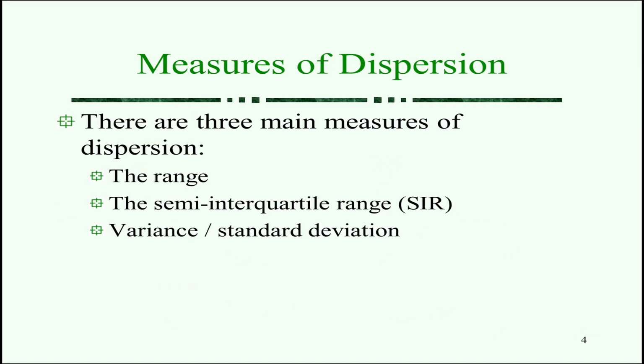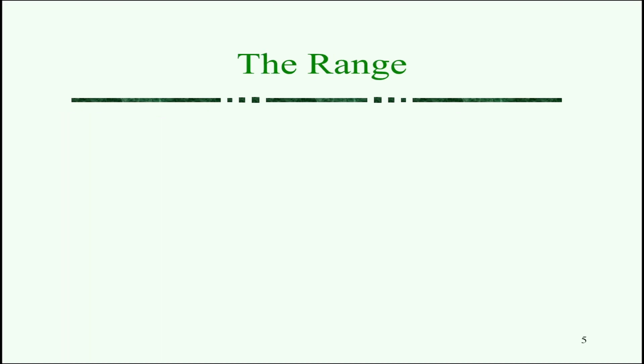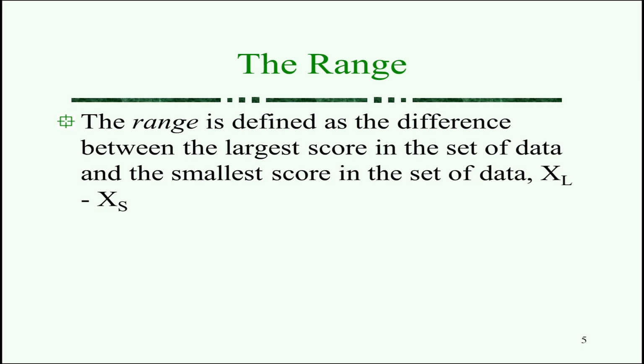There are three main measures of dispersion: the range, the semi-interquartile range, variance and standard deviation. The first one is range. The range is defined as the difference between the largest score in the set of data and the smallest score in the set of data, which means when we are given individual observations, we have to find the largest value and the smallest value, and get the difference between these two values. That is our range.